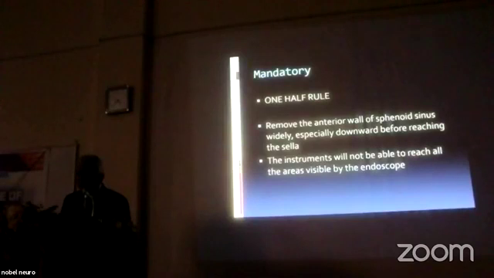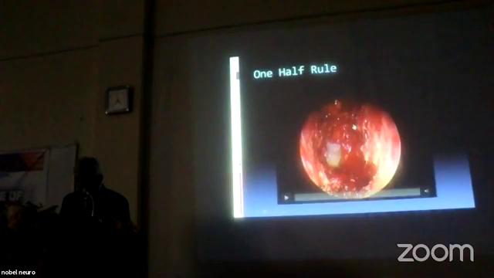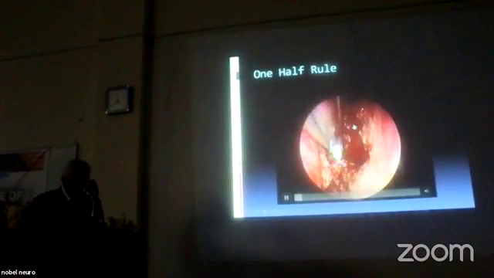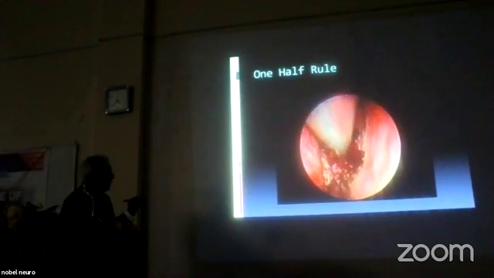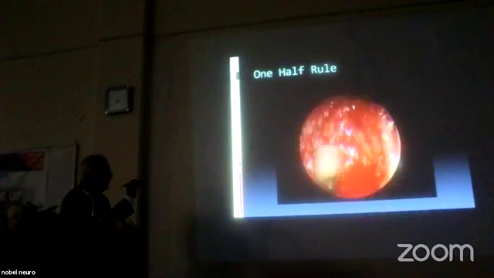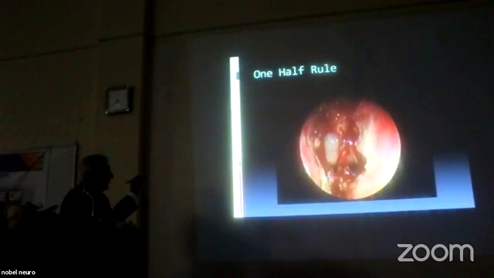What is the one-half rule? Remove the anterior wall of the sphenoid sinus widely, especially downward, before reaching the sella. The instrument will not be able to reach all the areas visible by the endoscope, and this is how you look at the one-half rule. You look at here, you are extending the sphenoid. The septum is intact. This I do when I only have to do the sellar surgery, like pituitary surgery.